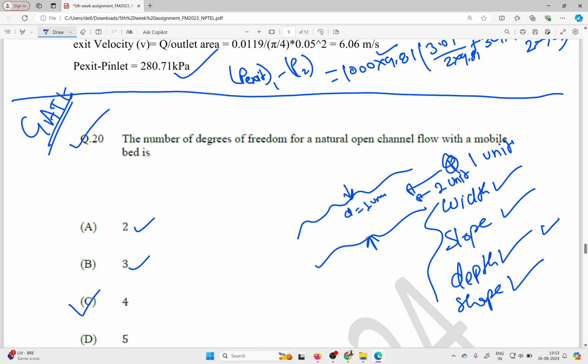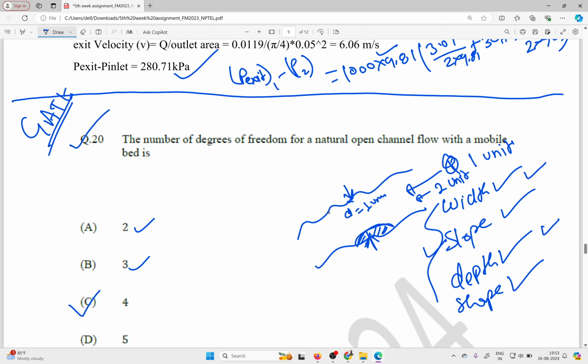Another, due to the mobile bed or the mobile bank, this will change, because somewhere erosion is possible, somewhere deposition is possible. Let's suppose the deposition is happening at this place, so your width at this location will decrease by this much. So width will be another degree of freedom. Definitely somewhere erosion and deposition, so slope will be another degree of freedom.